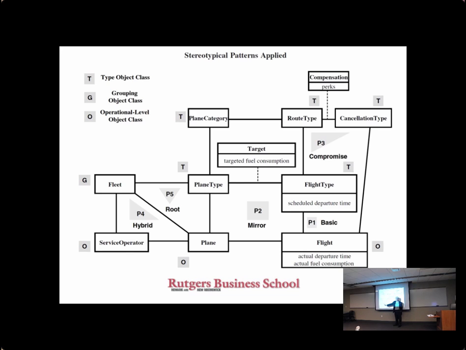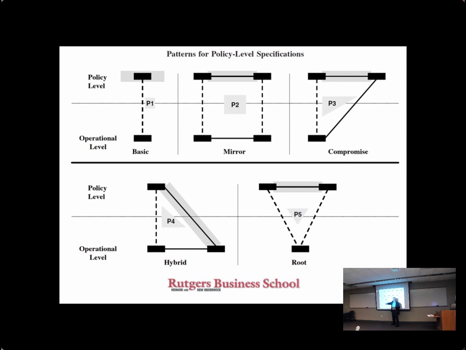Don't be confused that it is shown differently. It is shown differently because of the layout of this slide. But this fleet is a grouping of planes. Fleet is not a grouping of the service operators. So basically, this relationship corresponds to this pattern. Okay? So here, this is the typification of grouping relationship. Okay? And this is the policy.